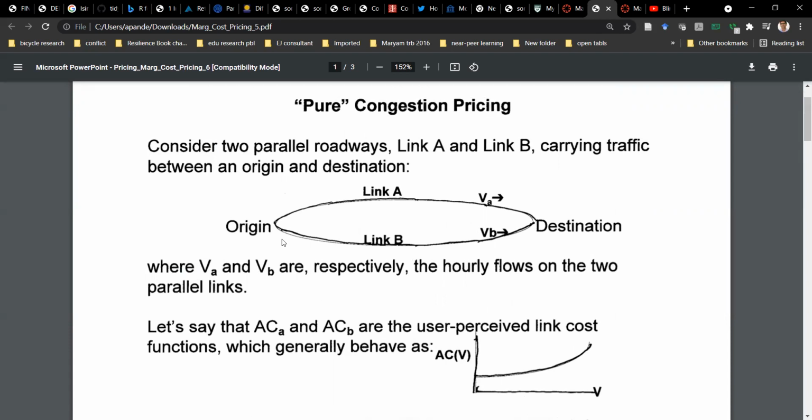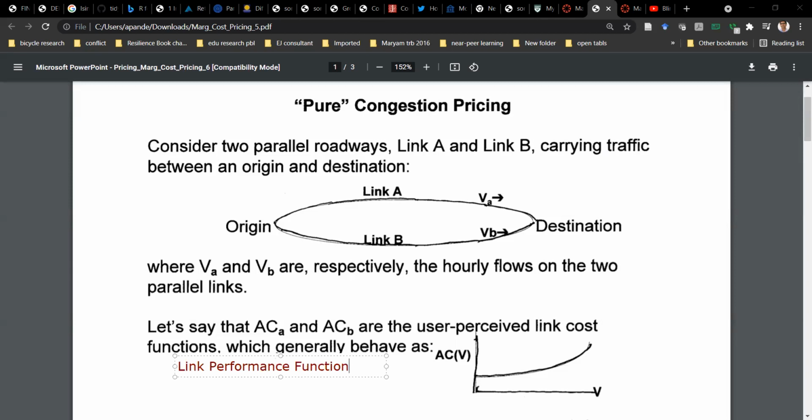And let's call ACA and ACB the average cost on link A and average cost on link B, the user perceived link cost function, which behave like this. Okay, and you see that as V increases, the average cost goes up. And this is something that I've talked to you about before, even in this class, and definitely in CE 321 as well. That's the idea of the link performance function.